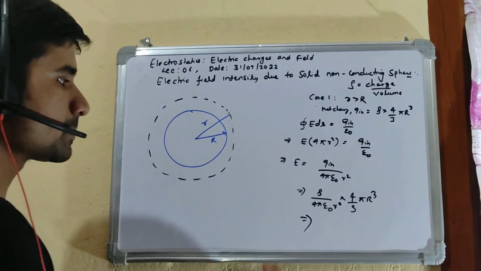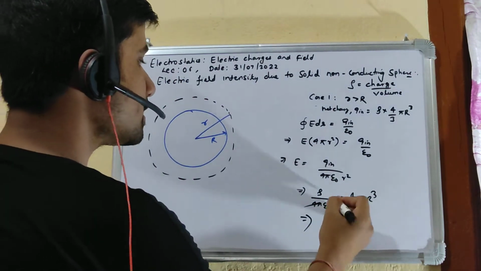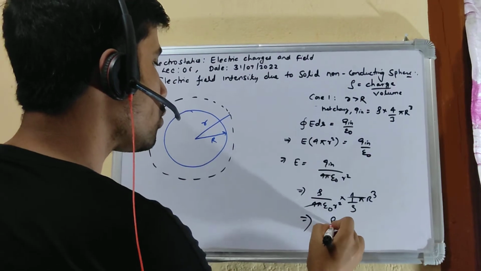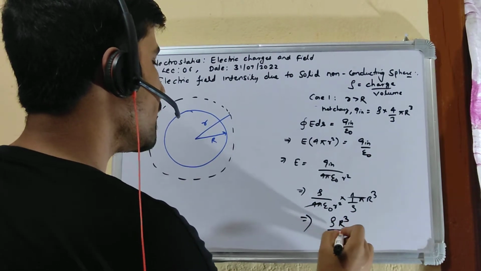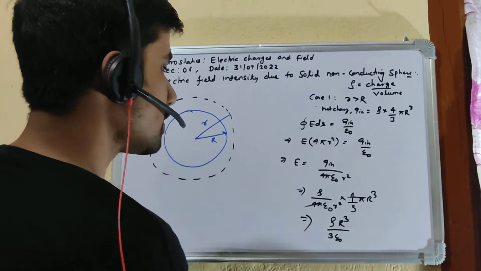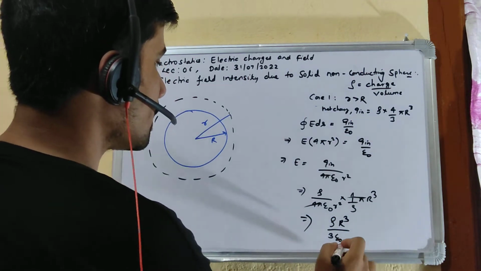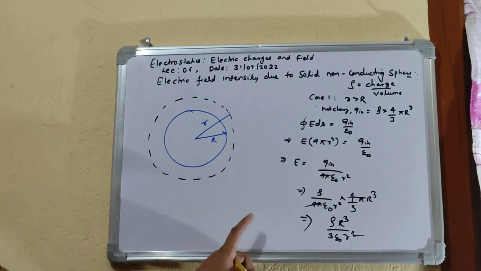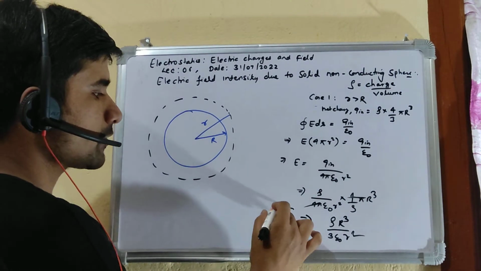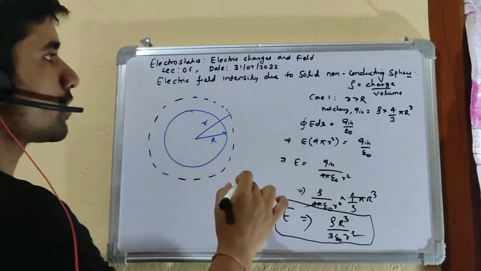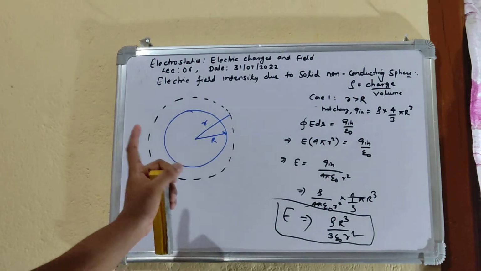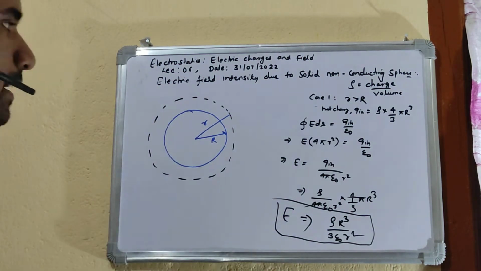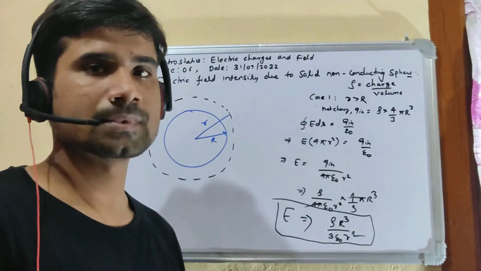So what does it come out to? 4 pi will cancel each other. So it is rho R cube by 3 epsilon naught r square, right? So this is the expression for the electric field due to a solid non-conducting sphere at a point r which is outside it, right? Clear?